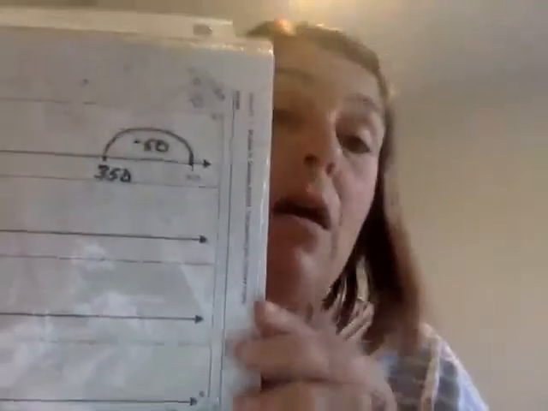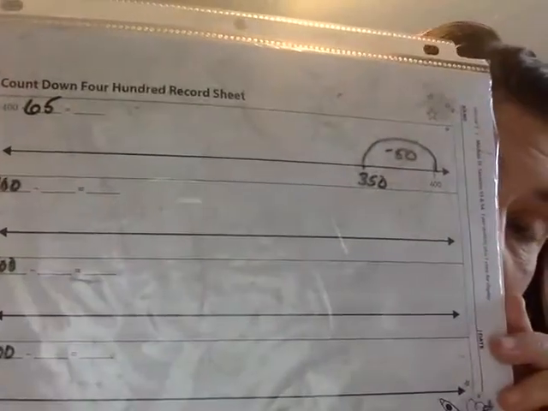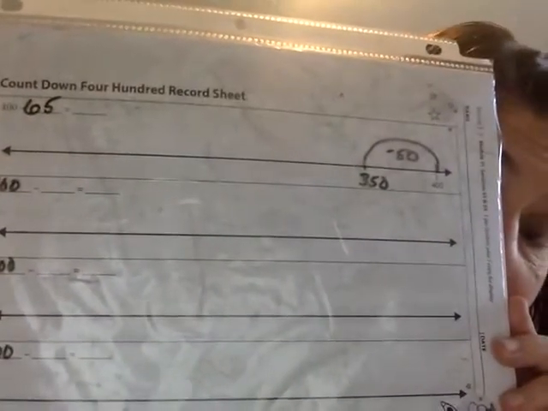Right? Okay. I didn't take away 65 yet. So I took away 50. I'm going to go back another 10. So 350, go back 10 is 340.